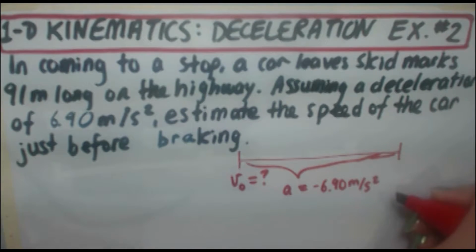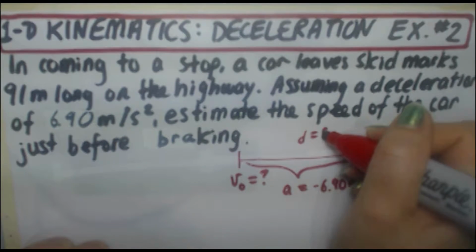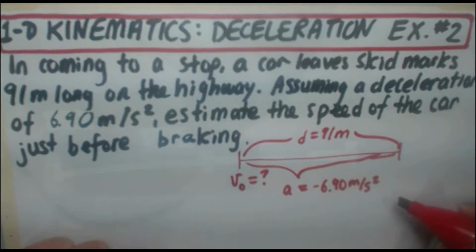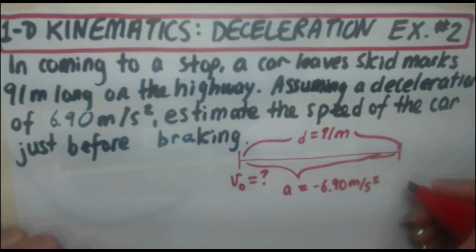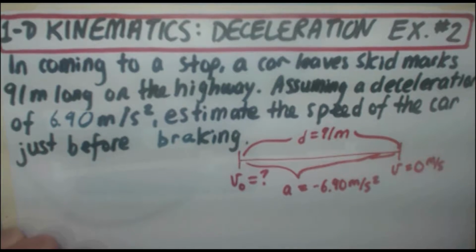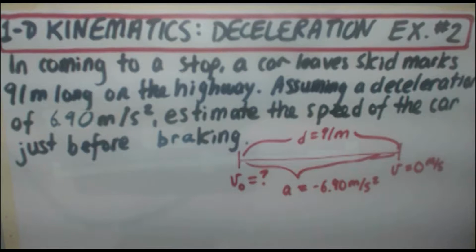Okay, so we've got that. We also know that the skid marks are 91 meters long. That means it took the car 91 meters to stop. So we're going to say that D equals 91 meters, from there to there. And because it's coming to a stop, the final speed V is 0 meters per second. Just like a simple problem we've seen before. Now the thing is, we have to figure out what this V naught is, the initial speed. We've got everything else going for us.